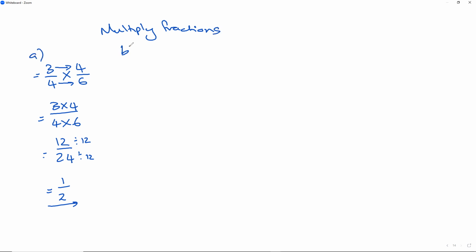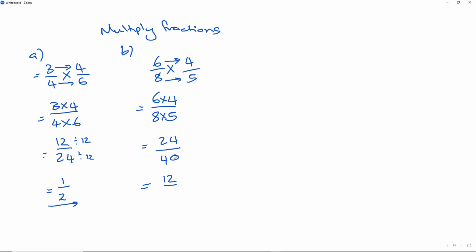Let's try now. Let's suppose I've got 6 over 8 times 4 over 5. Multiply across: 6 times 4, 8 times 5. 6 times 4 is 24, 8 times 5 is 40. Divide both of them by 2, you get 12 over 20, divided by 2 again, you get 6 over 10, divided by 2 again, becomes 3 over 5.